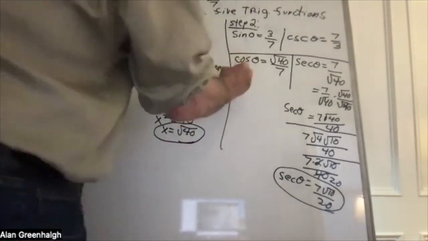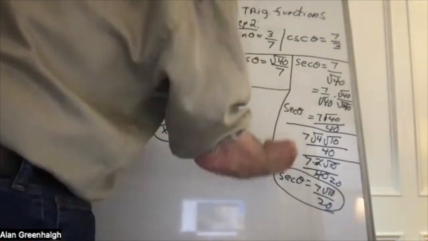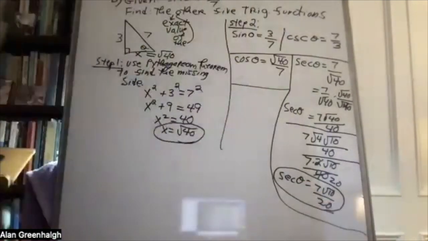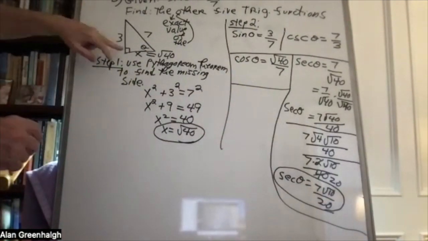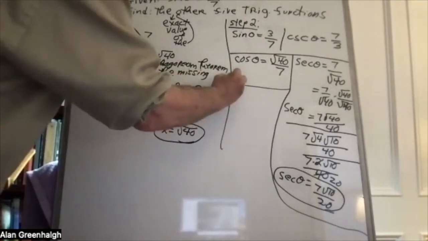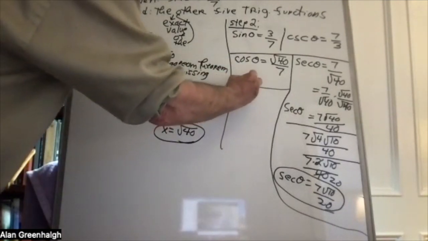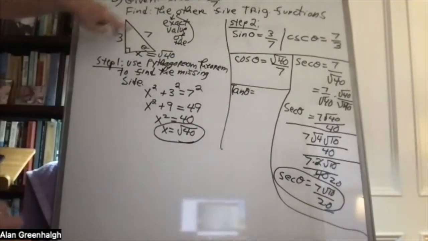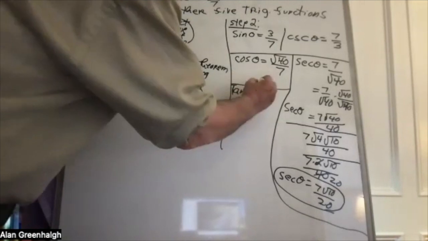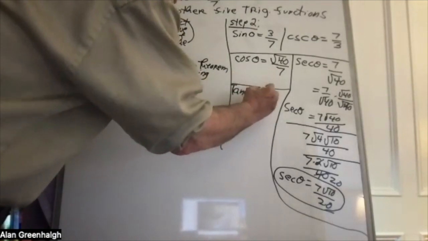We're not there yet, right? Because we've only done 4 of the 6 functions. Now, the other 2 functions, well, tangent of theta is equal to 3, the side opposite, over the square root of 40, 3 over the square root of 40.